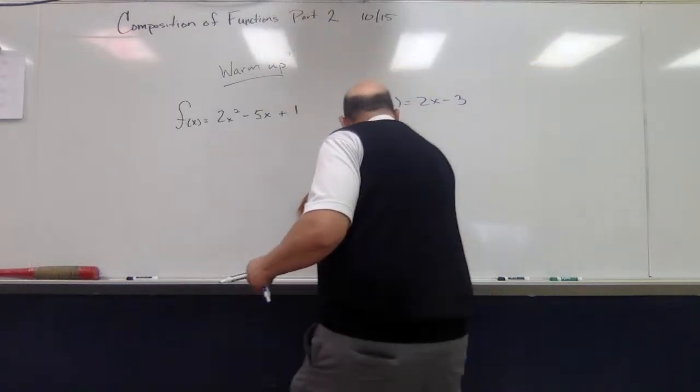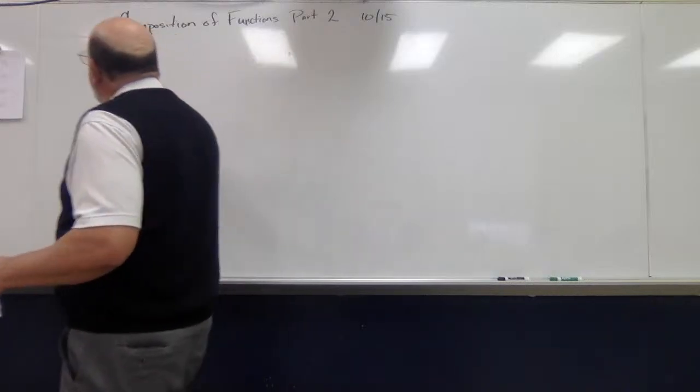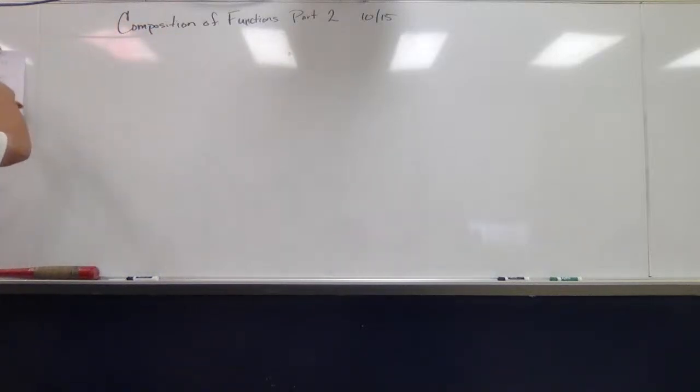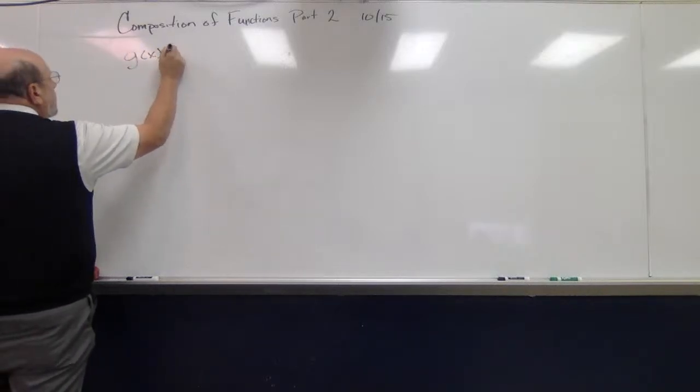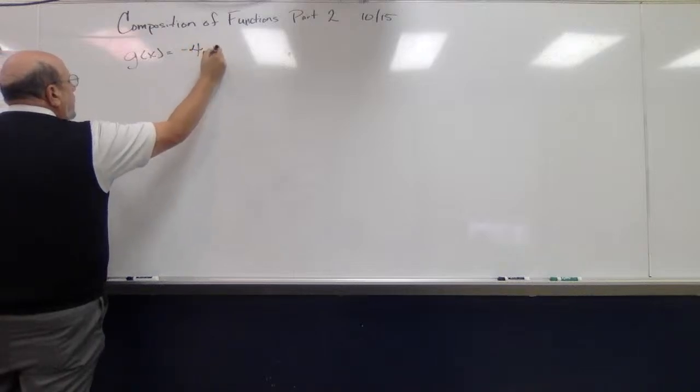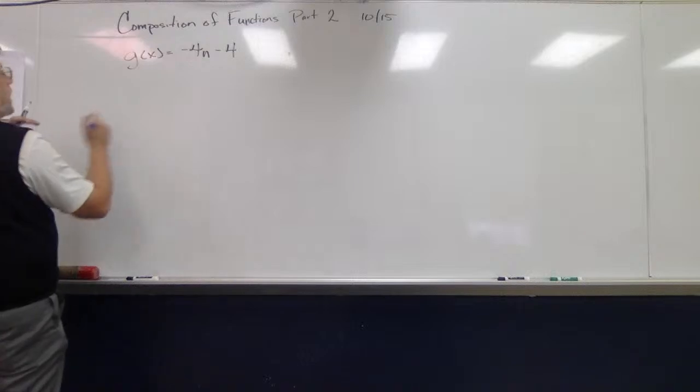Here we go. Now we'll get to that page that I handed out. If you look at it, that first one doesn't look easier, but it is easier because it gives you what to do. It says you have a g function that is -4n minus 4, and you have an h function.